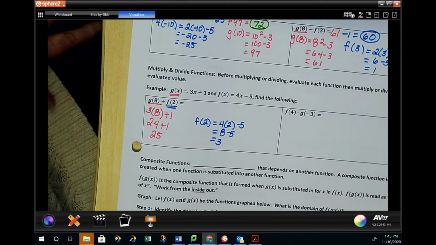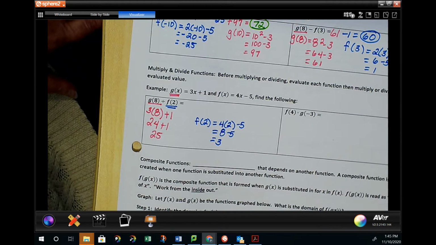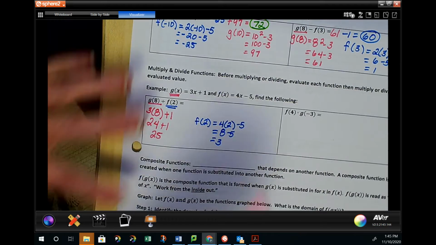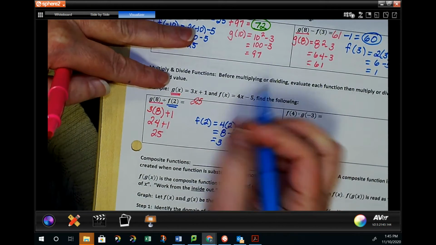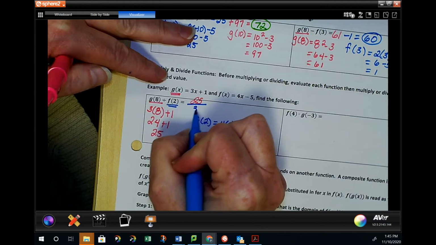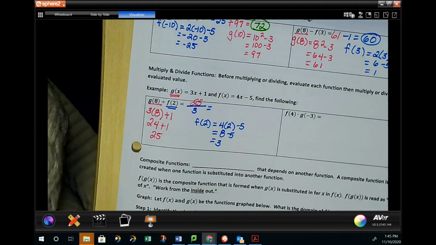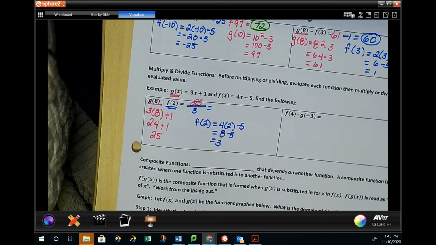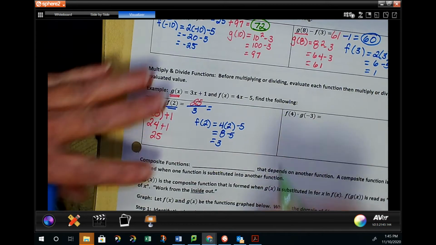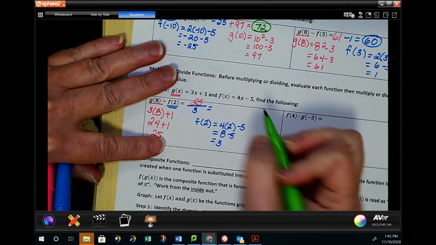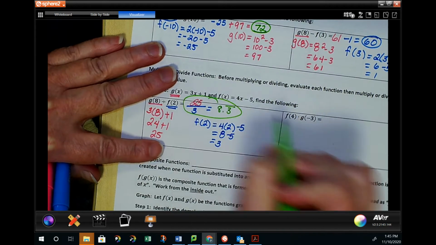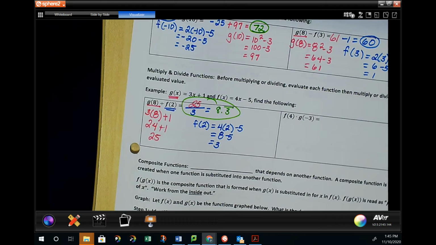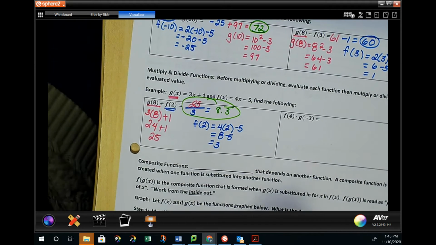So now here's the part where you're going to take function g. So you're going to have that 25. And now you're going to divide that by function f, which is 3. And you can leave it like that, or you can go through and make it into a decimal. So 25 over 3, or you can make that into a decimal, which is 8.3 repeating. Either one of those two are totally fine.